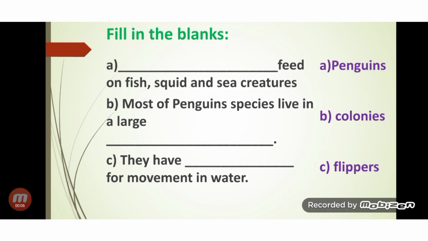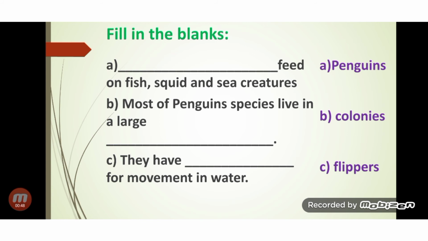Now fill in the blanks. Students, you have to fill up the blank space by taking the appropriate word from the passage. So let's start. A. Dash feed on fish, squid and sea creatures. So according to the text, this answer is at the very beginning of the passage. We find this answer. So here penguins will be the correct answer. So penguins feed on fish, squid and sea creatures.